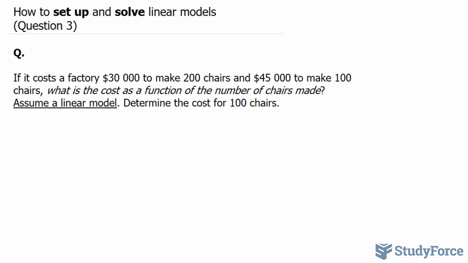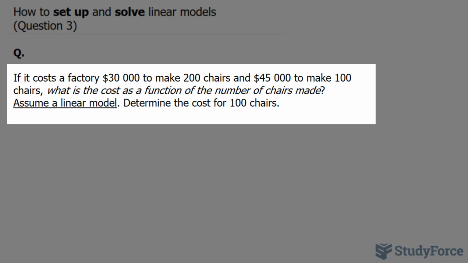In this video, I'll show you how to set up and solve a question involving linear models. This is question number 3. If it costs a factory $30,000 to make 200 chairs and $45,000 to make 100 chairs, what is the cost as a function of the number of chairs made? Assume a linear model. Determine the cost for 100 chairs.